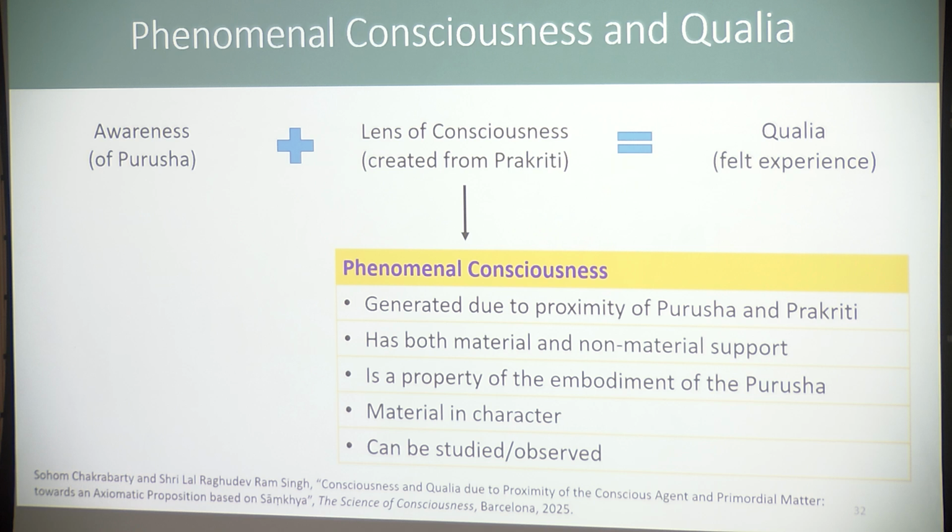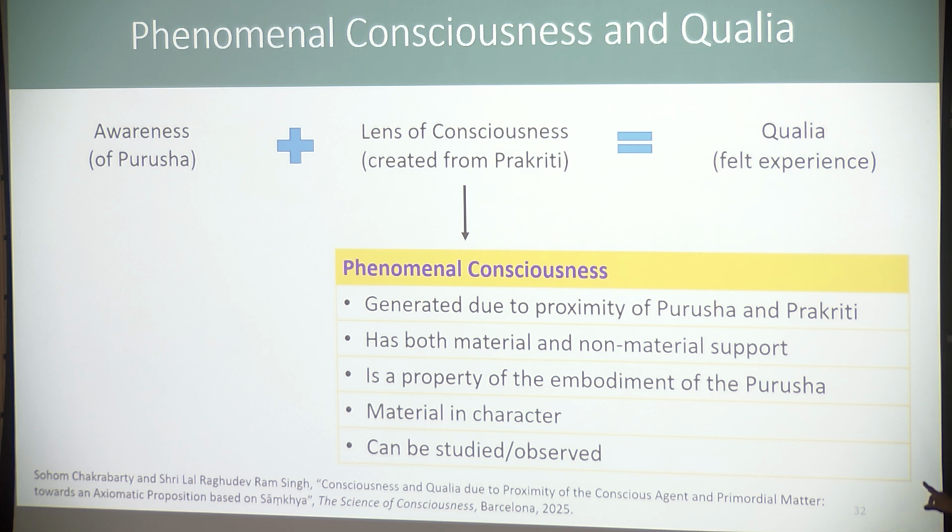And this lens of consciousness is the phenomenal consciousness. What is the phenomenal consciousness? The why of experience. The lens is the why of experience. It is generated due to the proximity of Purusha and Prakriti. Only because Purusha comes in proximity with Prakriti, Prakriti now manifests, and then comes the embodiment. It has both material and non-material support. Material is the Prakriti, non-material is the Purusha. The lens is not formed unless both come together in proximity. It is a property of the embodiment of the Purusha, hence it is material in character.